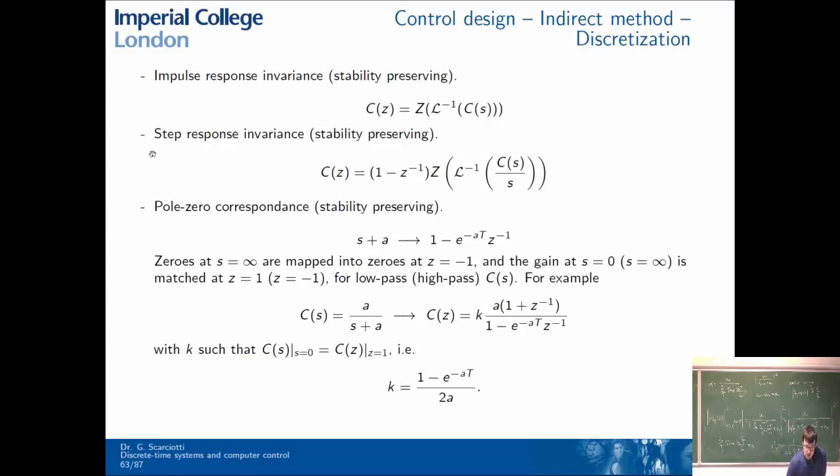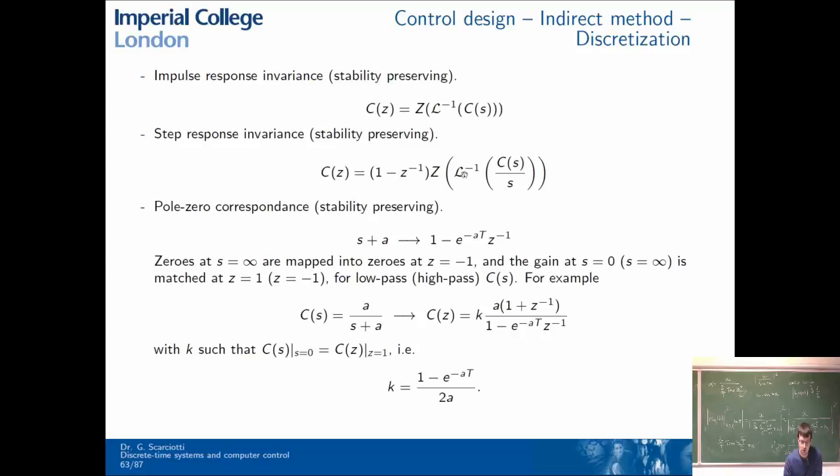The next discretization algorithm is the step response invariance. The idea here is that instead of preserving the impulse response, we want to preserve the step response properties. We know from the lecture on performance that the step response properties depend on the number of zeros in 1 for discrete time, and similarly for continuous time they depend on the number of zeros in 0, okay? So we know that the zero in 0 in continuous time actually corresponds to the zero in 1 in discrete time. So the idea is the following. We want that the discrete time has a zero in 1.